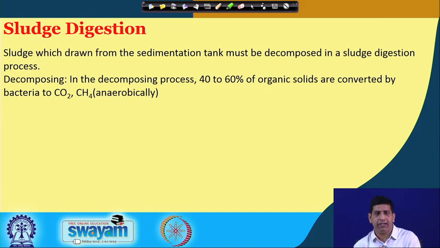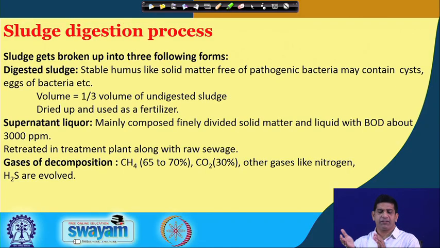Mostly the sludge is also used for anaerobic digestion, because it has good organic matter. We can use anaerobic digestion sometimes in combination with food waste as well, and around 40 to 60% of the organic solids are converted by bacteria to CO2, ammonia and all that. In the sludge digestion process, sludge gets broken up into the following forms. Digested sludge is a stable, humus-like solid material free of pathogenic bacteria, though it may contain cysts and eggs. Its volume is typically 1/3 of the undigested sludge.